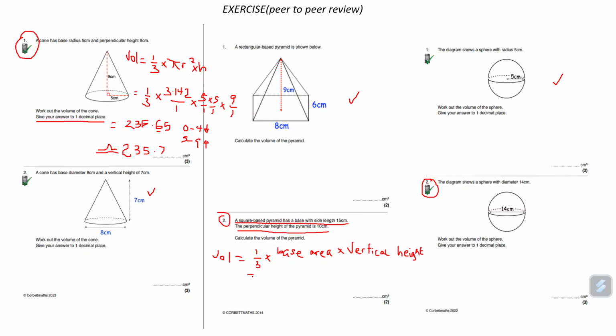So let's continue. This will be 1 over 3 times base area. This is the base area. Remember, it is a square base pyramid, so the base area is the area of a square: you take one of the sides and multiply it by itself. So in this case, this becomes 15 times 15 over 1, times your vertical height, which is 10.